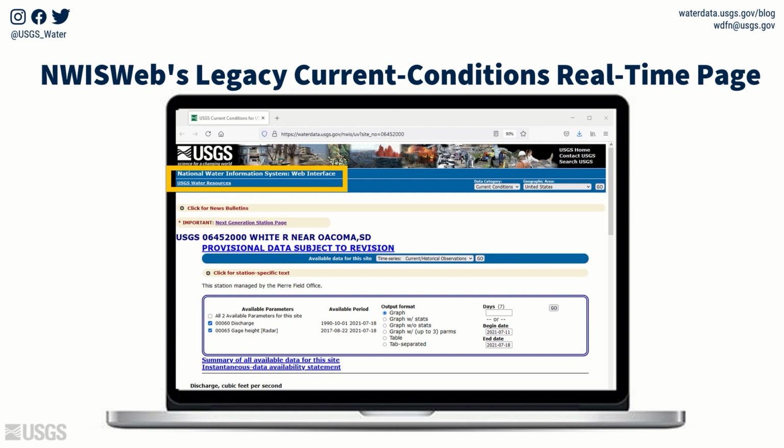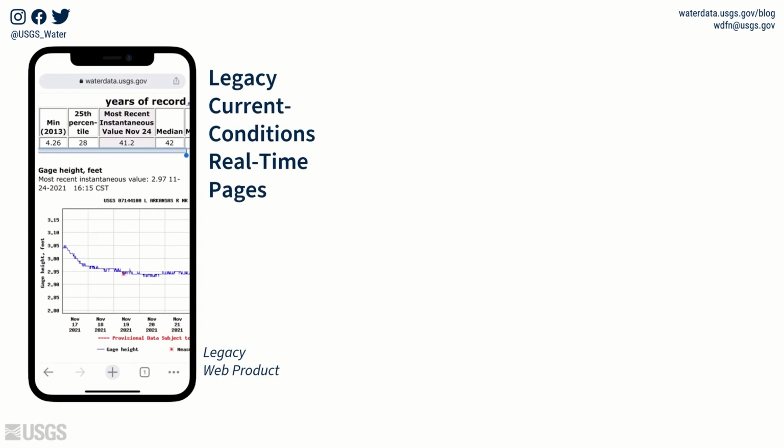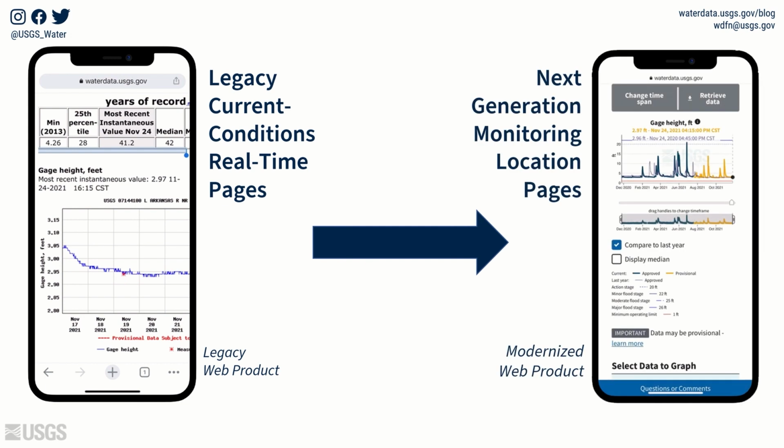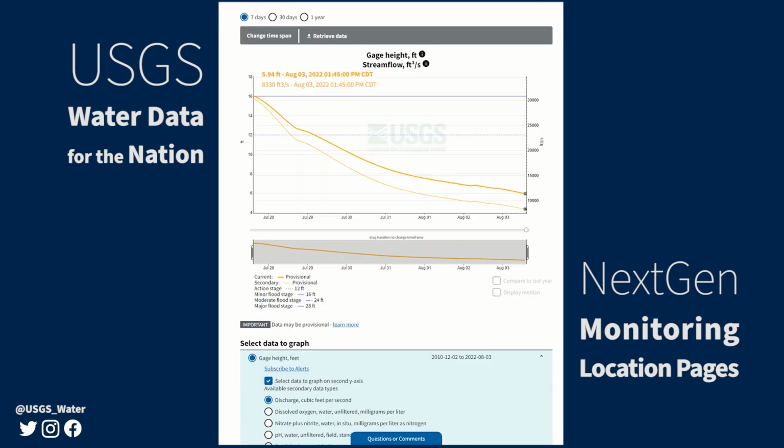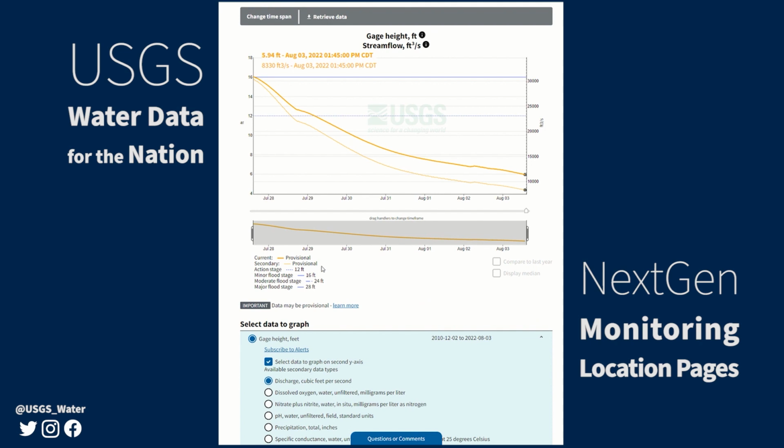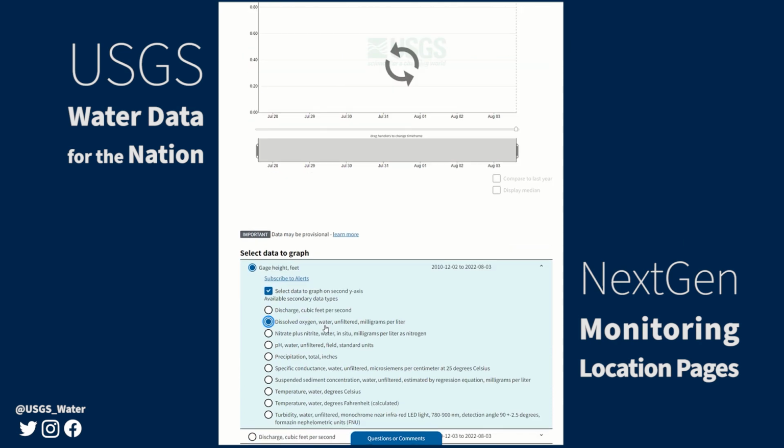These pages have been around since the 1990s, providing crucial data on water conditions for sites nationwide, like stream discharge and gauge height. Legacy pages were groundbreaking in their day, and they've served us well, but they've become outdated, difficult to enhance, and they're not mobile-friendly. We know that about 2/3 of our users access our data through mobile devices or tablets. So we're modernizing Legacy Current Conditions Real-Time pages, and we've created next-generation monitoring location pages. Some features of these next-gen pages are an interactive hydrograph with gauge operational limits, National Weather Service flood stages, and the option to display 2 parameters at a time.